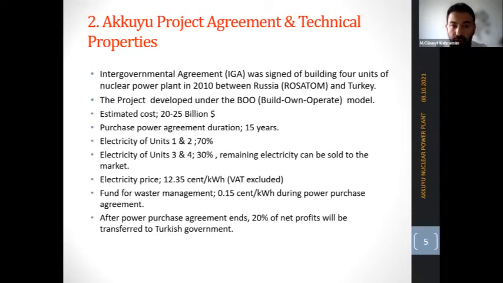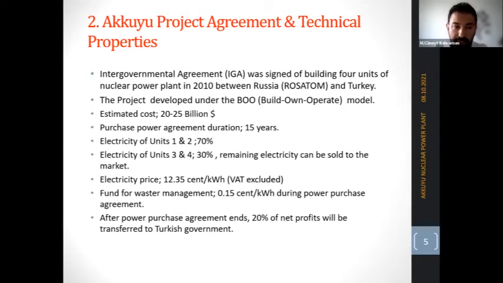And so the project developed under the BOO model, build, own, and operate. I will give an explanation on the following slides about it. The project's estimated cost is around $20 to 25 billion. According to the latest news I got, it has come to $25 billion now.